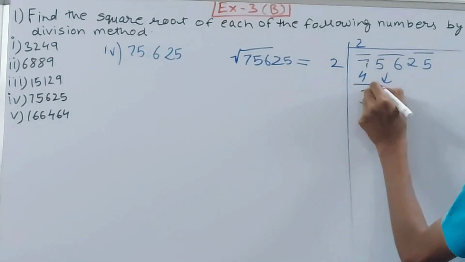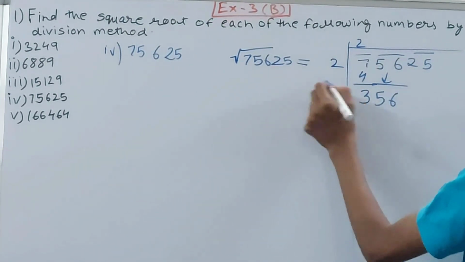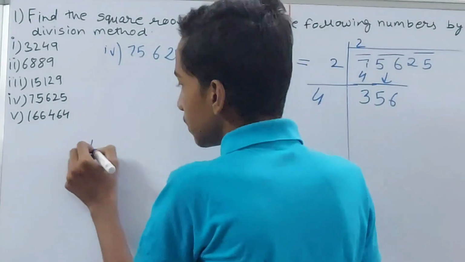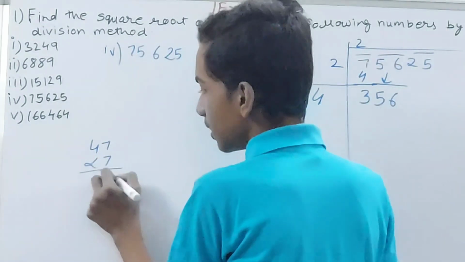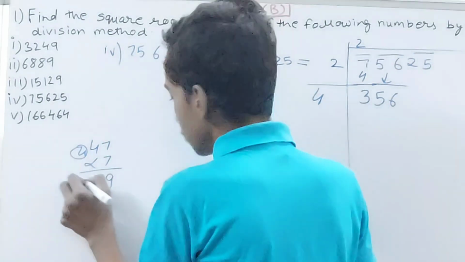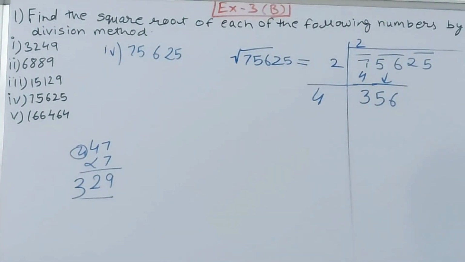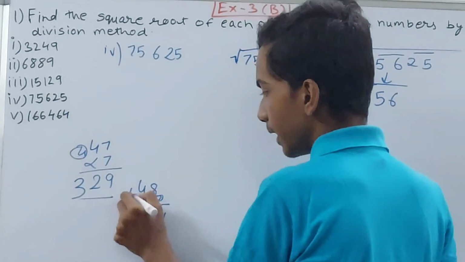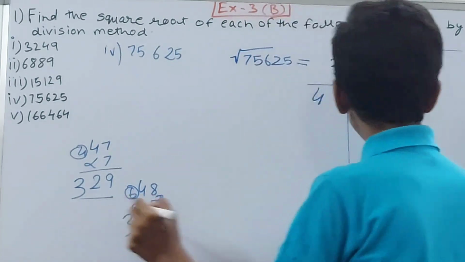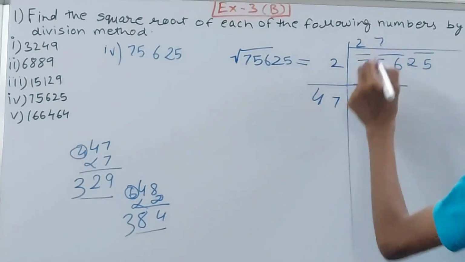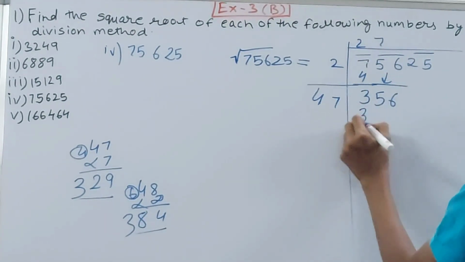2 into 2 is 4. Now think of any other number here. 4 with 356. Let's see what number will go here. This should go by 7. 7 7s are 49, and 4 7s are 28, and 4 that is your 32, so 329 is the nearest one. Let's even try 8 just to check it. Here 64 and 6, 32, so it is more. That means we will go with 7, not with 8. So 47 here, 7 there. 7 into 47 becomes 329.